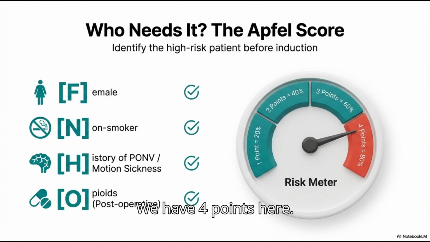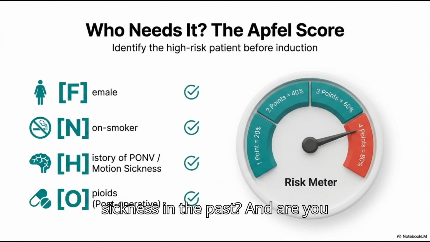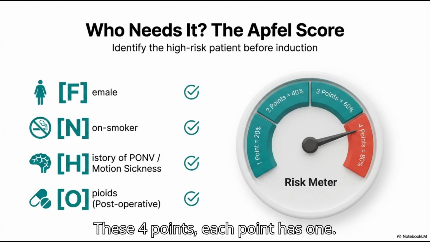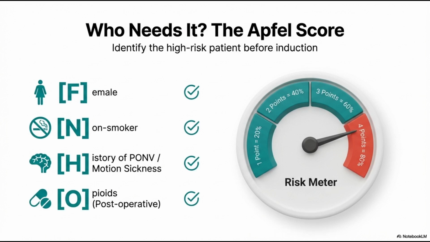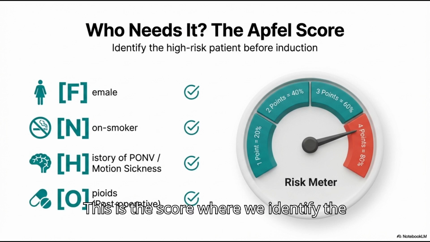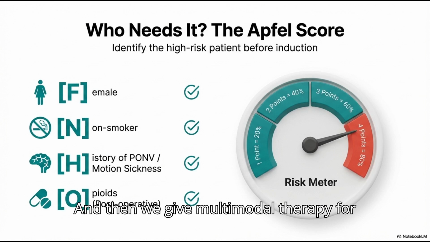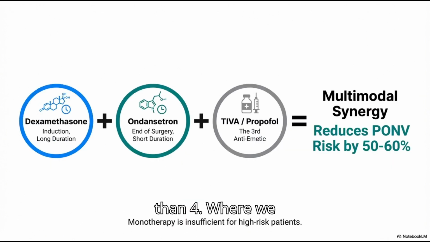We have 4 points here: female, non-smoker, history of post-op nausea, vomiting or motion sickness in the past, and whether you are thinking of any post-op opioids for pain analgesia. Each of these 4 points is given one point. This is the score where we identify the risk of the patient. And then we give multimodal therapy for high risk patients. Who are high risk? More than 4.